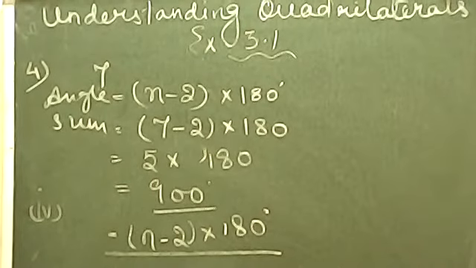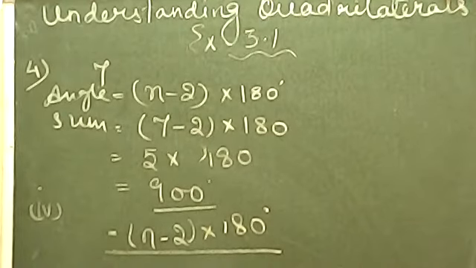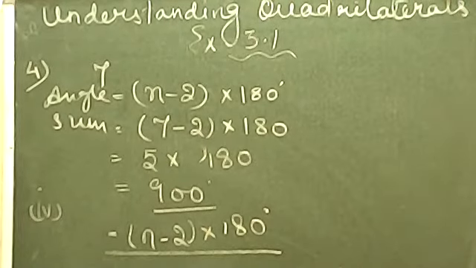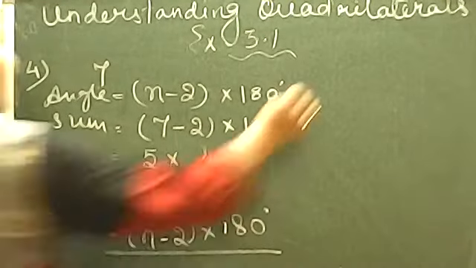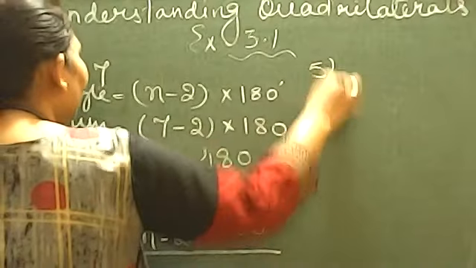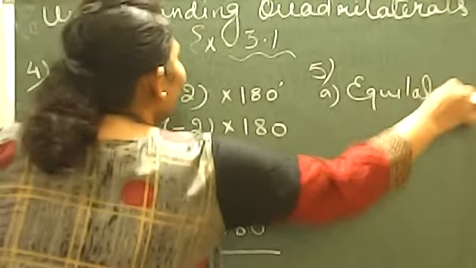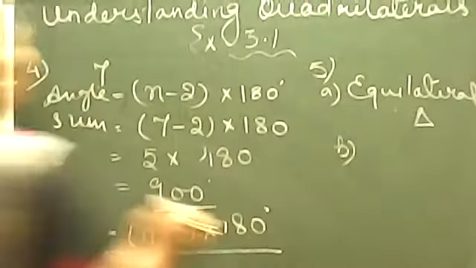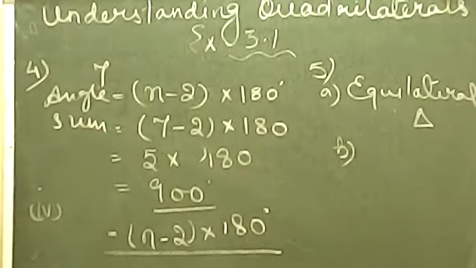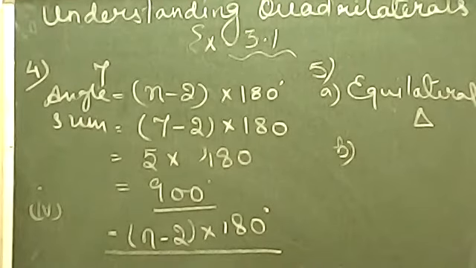Now it is asking you to state the name of the regular polygon of three sides. Remember, the name of a three-sided polygon is equilateral triangle. Okay, this is question number 5, part A: equilateral triangle. An equilateral triangle is a triangle in which all the sides are of equal length and each angle is also of equal measure. Now, what is the regular polygon named with four sides?